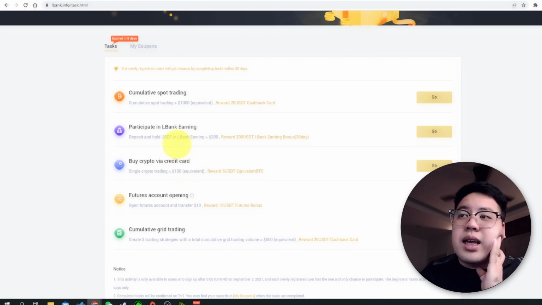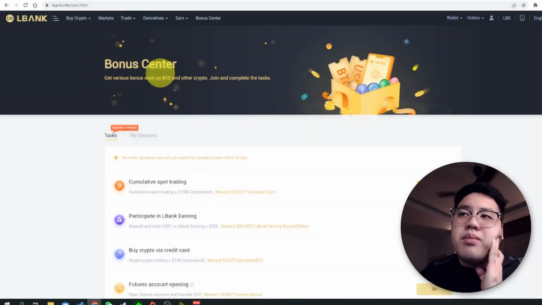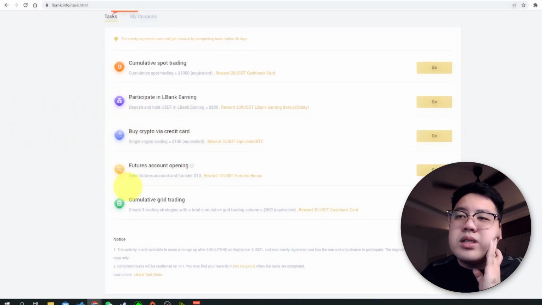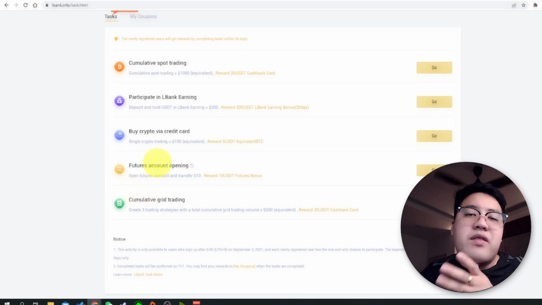If you register an account here, just go and participate in all these Bonus Center tasks and claim all these bonuses, which is very easy to claim.